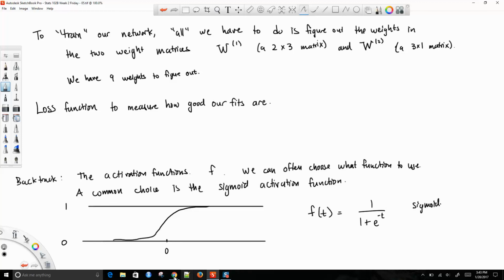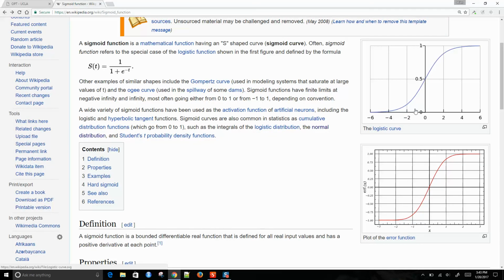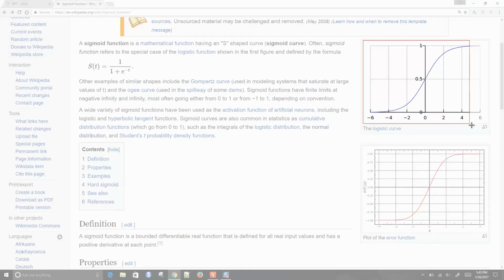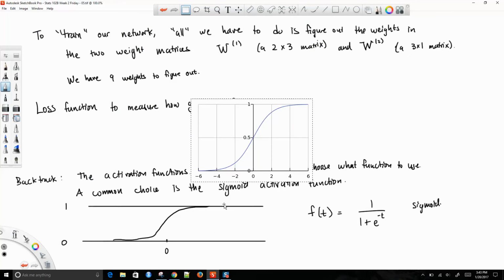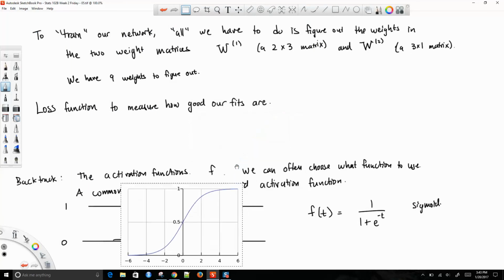Why did this not copy? I'll just use the snipping tool. Snipping tool is my other friend. Okay, here we go. There we are. All right, that looks much better.